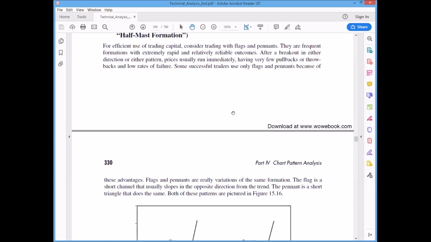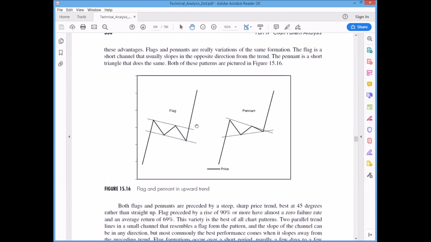Not to be confused with the pole pattern, but if you look down here on the pictures of a flag pattern, you've got a flag pole leading up to the pattern. The up move becomes exhausted. We find some support, some buying. We meet resistance, and then after we've created this little channel that's running opposite to what the general trend is, and you'll even see here A, B, C, that's what Scott's talking about, boom, we take off. Pennant is the same thing.